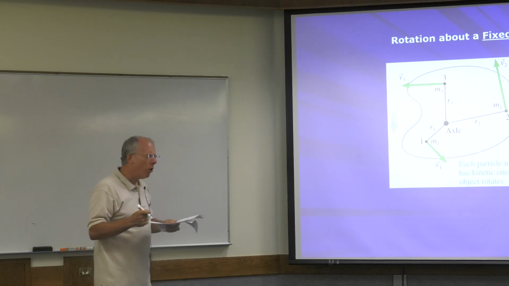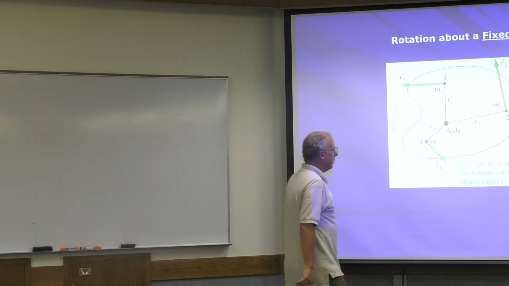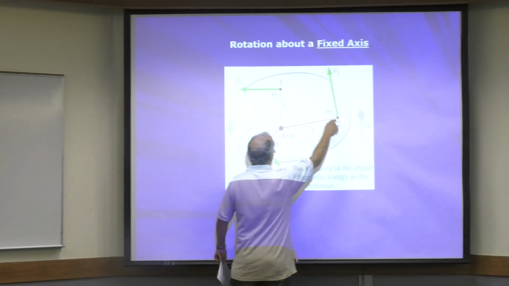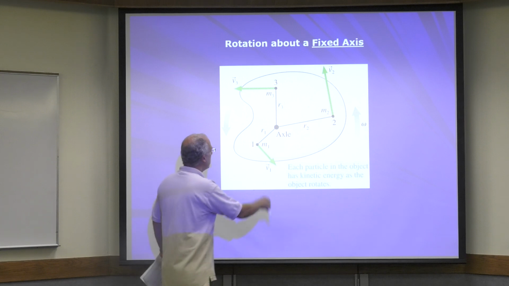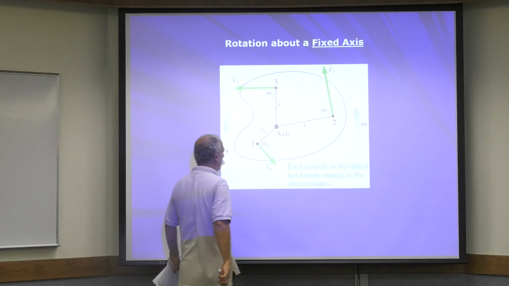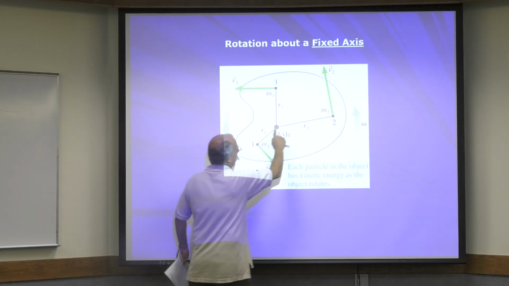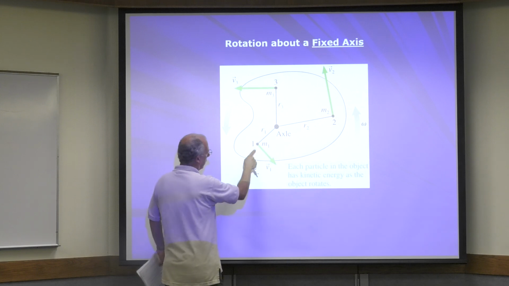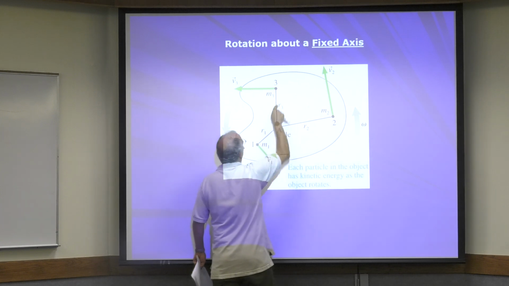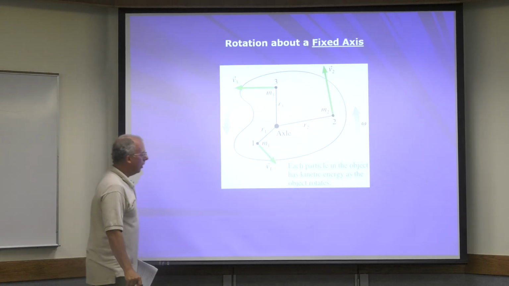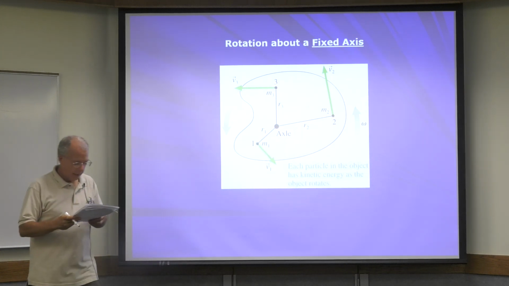Okay, so we want to get the total rotational kinetic energy. Let's be a little bit lazy and just say there are 3 points. Even so, there's tons, I mean, there's gazillions of molecules making up this thing. We're just going to concentrate on these 3 points, M1, M2, M3. This is the axis of rotation, or the axle. R1, R2, R3. As always, the velocity vector is perpendicular to the R. Each particle in the object has kinetic energy as the object rotates. Got it.